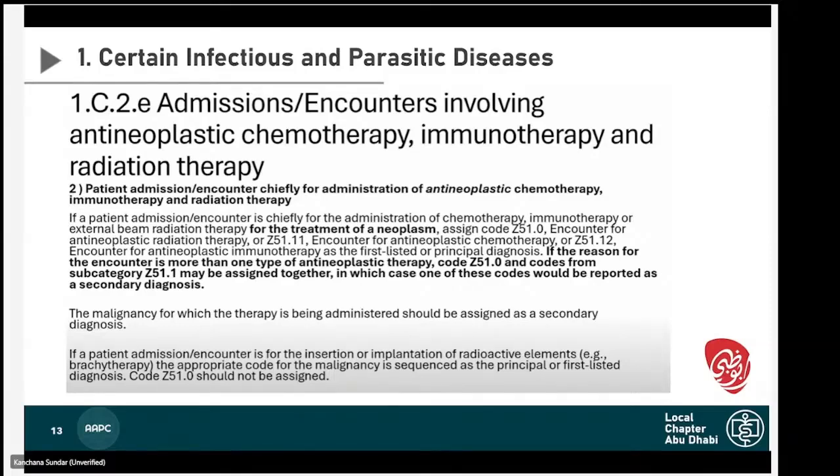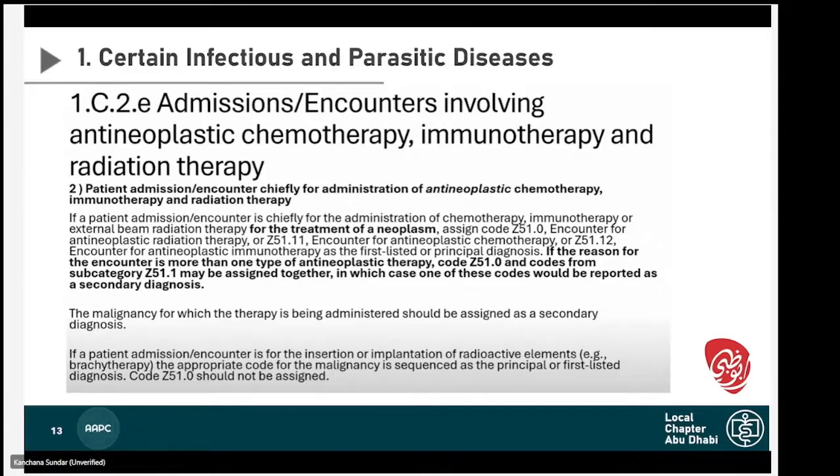And the malignancy for which the therapy is being administered is definitely to be coded as a secondary diagnosis. So when a patient is coming for an encounter for antineoplastic chemotherapy, immunotherapy, or radiation therapy, the encounter code goes as a primary listed code and a secondary code for the specific malignancy which the treatment has been done for. If all the 3 are given, all the 3 are coded, and either can be sequenced.